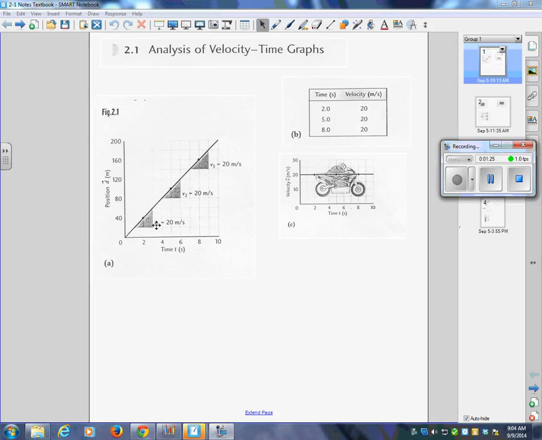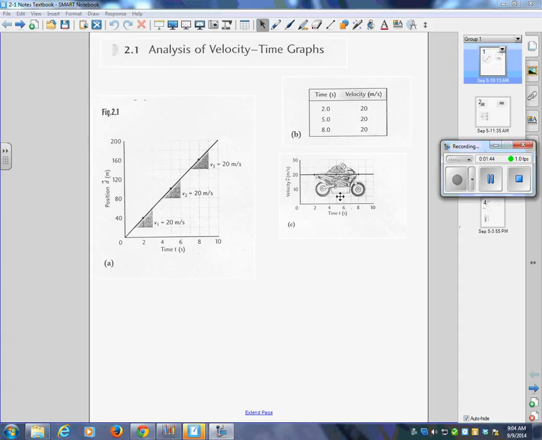Right, so they found the slope here is 20, the slope here is 20, the slope here is 20. Why are they all the same? Because it's constant velocity, right? Therefore, the velocity is all the same. No big surprise. And then plotted in the graph in figure 2.1c. That's the one right here with the motorbike. And you'll notice that it's flat.